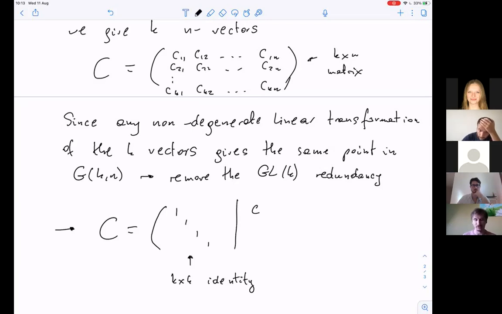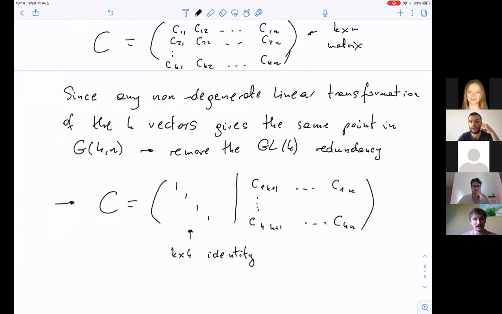And then there will be some remaining coordinates here: C1 k plus 1 up to C1 n, up to Ck k plus 1, Ckn. Okay, so if I fix this first part of this matrix, then every such matrix corresponds to a single point in a Grassmannian. This also tells me that I can calculate the dimension of the Grassmannian space.